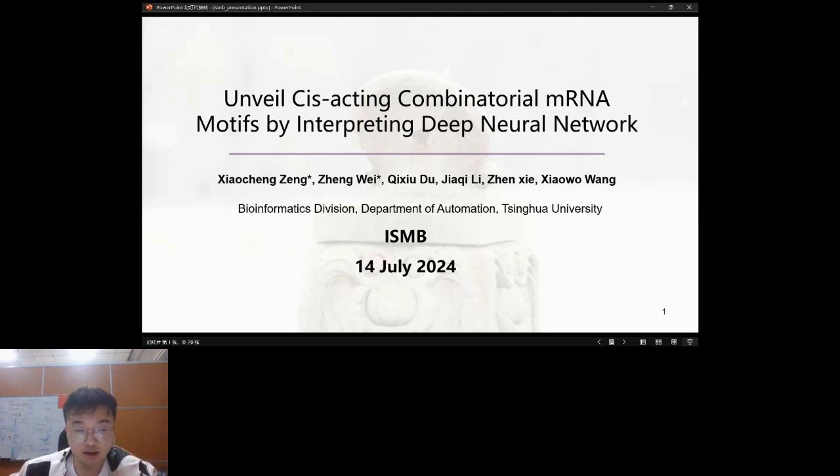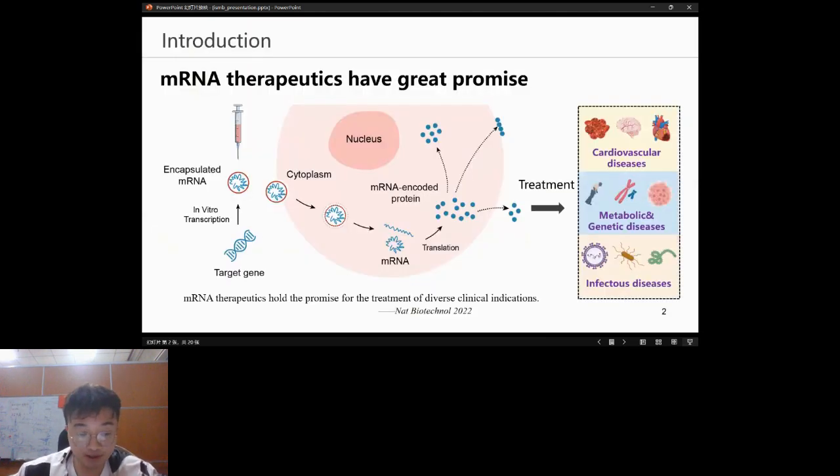mRNA is a transcript from a DNA strand carrying the coding information for protein, for further translation and processing into functional proteins. mRNA therapeutics generally involve the in vitro transcription of target genes and their delivery into the human body, encapsulated in liposomes, which have shown significant advantages in treating a variety of diseases.